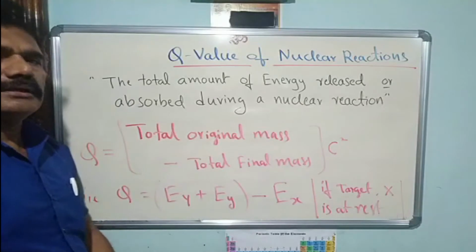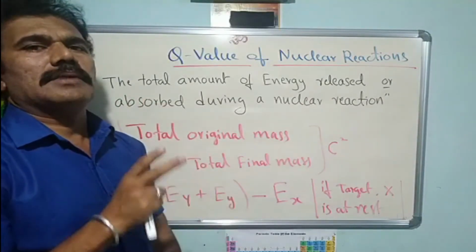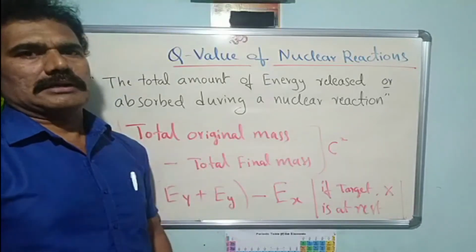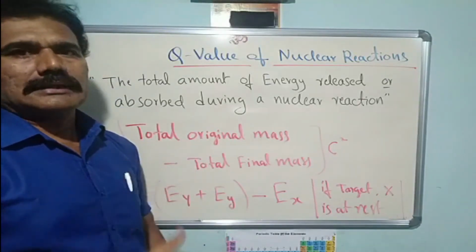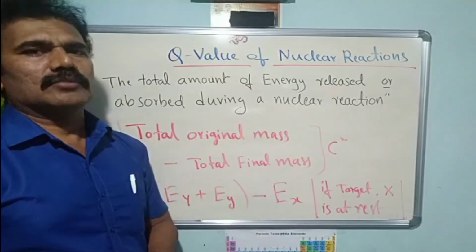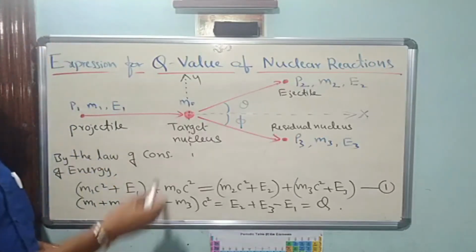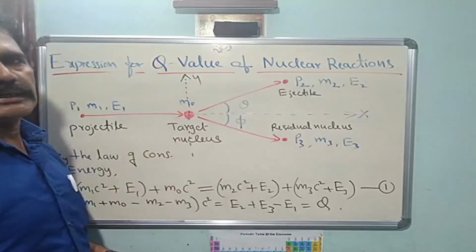As per E is equal to mc square, the energies are related to the masses of the reactants and products, isn't it? So let us try to obtain the expression of the Q value based on the conservation of linear momentum. Now let us derive the expression for the Q value of nuclear reactions.